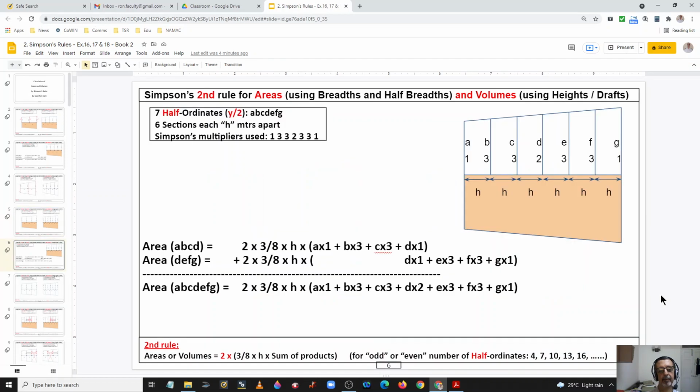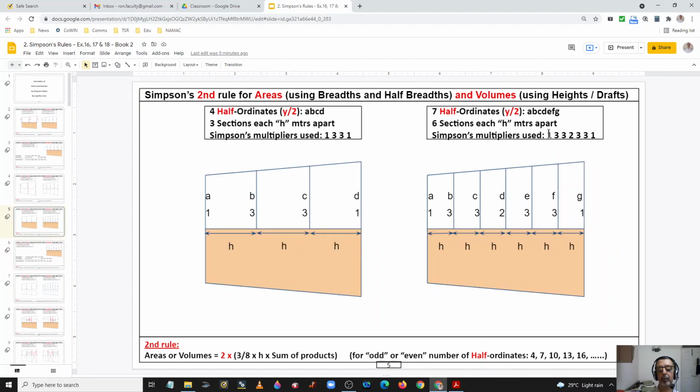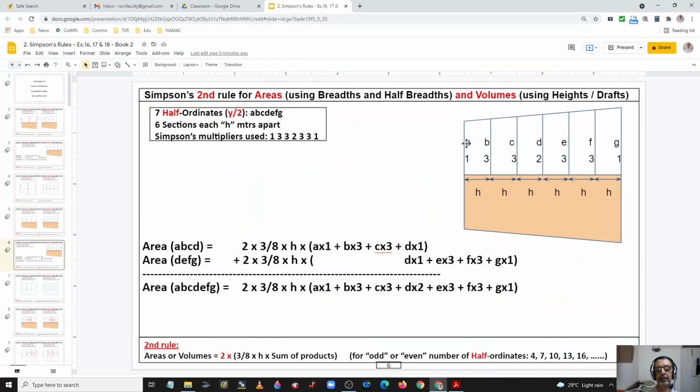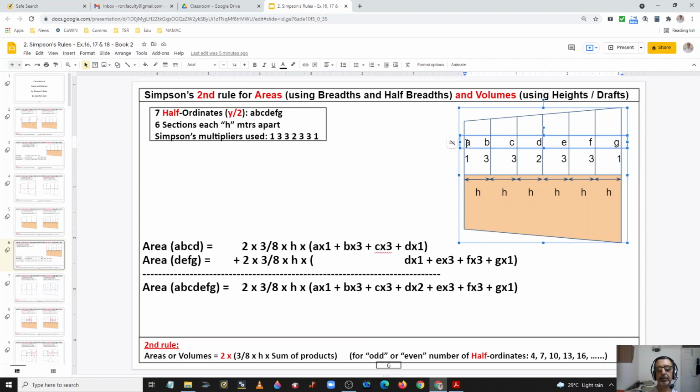Now, how do we come to this conclusion that it will be 1, 3, 3, 2, 3, 3, 1 when we have more than 4 ordinates, that is, where you have 7 ordinates? I will take you back over there to the next slide. We have 7 ordinates: A, B, C, D, E, F, and G, each of them being h meters apart. And how do we come to be using 1, 3, 3, 2, 3, 3, 1 as Simpson's multipliers? This is what I'm going to show you now.